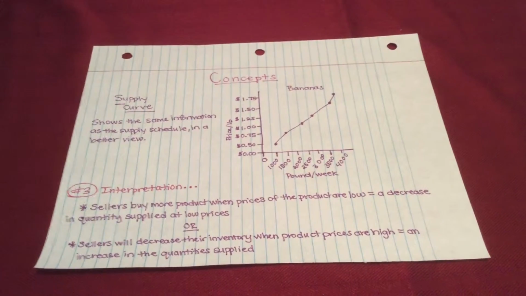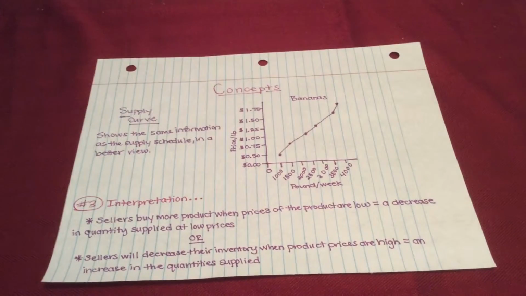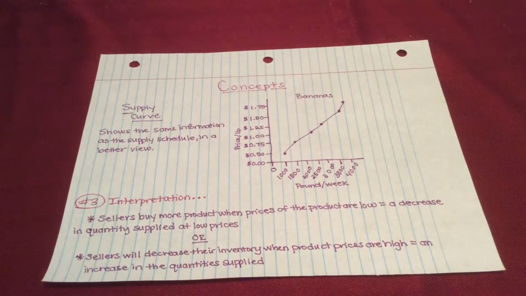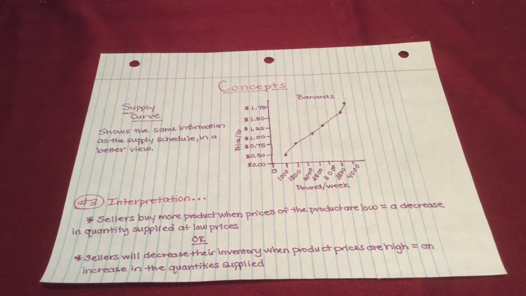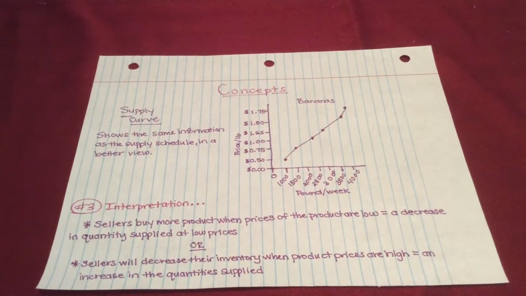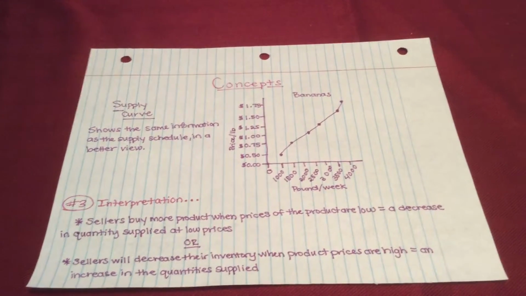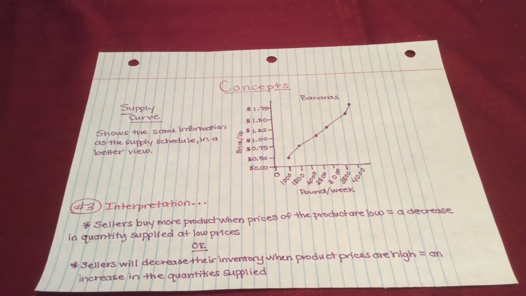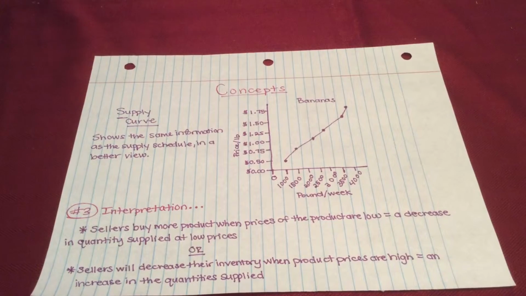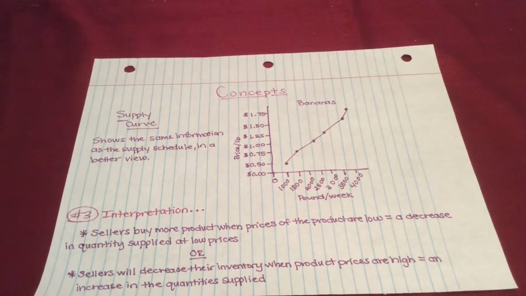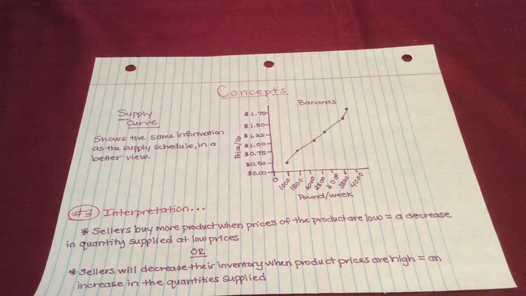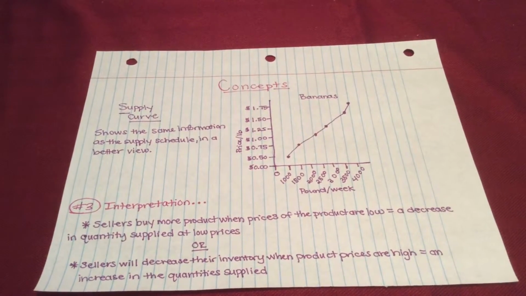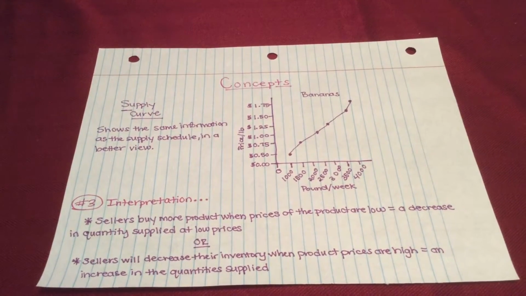Now we're going to look at our supply curve. It's showing the same information as the supply schedule itself, and I think it's just a much better way to look at it from a quick viewpoint. You can see how we have the price per pound on the left side axis and the pounds per week on the right side, and as the price increases, the pounds per week also increases. So it's supporting that relationship.